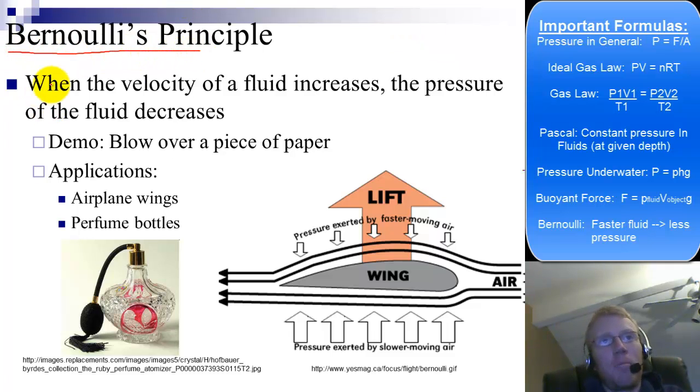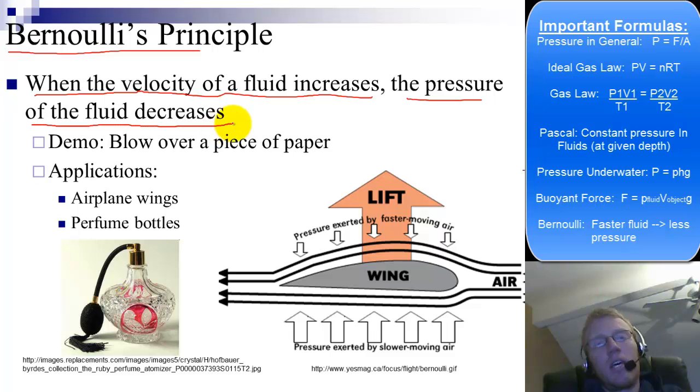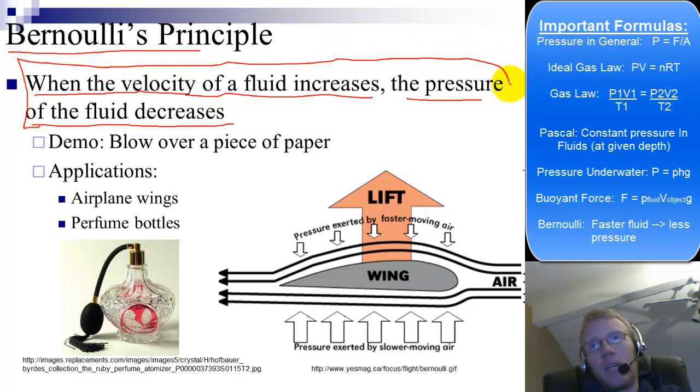Bernoulli's Principle is just the phenomenon that when the velocity of a fluid increases, the pressure exerted by the fluid decreases. In class we can talk about some reasons why that's the case. I have some ideas, but I'm not sure if it's ever been documented why. It's just a phenomenon of nature, and we can talk about it more in class. So the faster the gases or liquids are moving, the less pressure they're able to exert.